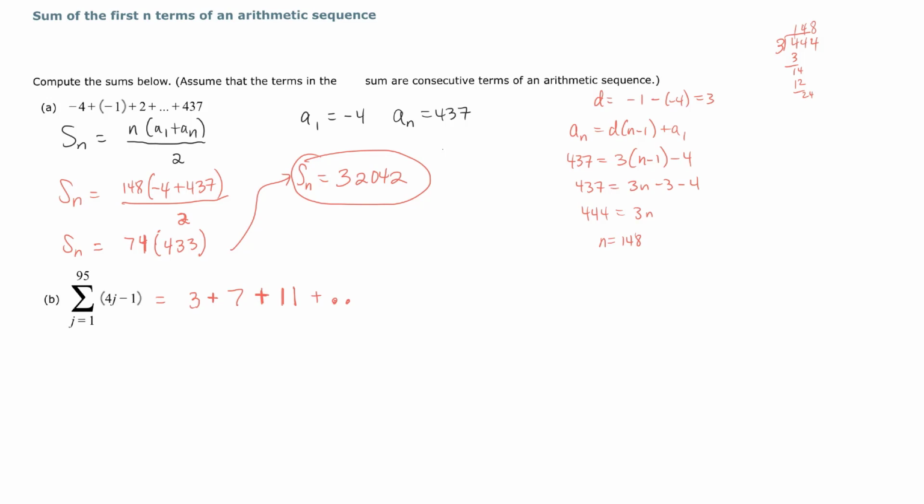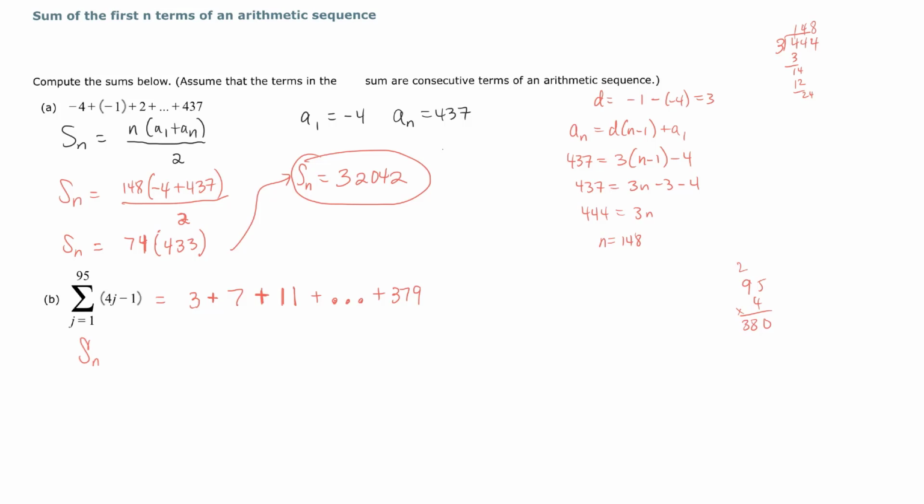Now, we want to know how many terms there are. There's actually 95 terms. It's given to us. Let's find the value of the last term. What's 95 times 4, and then subtract 1? It's going to be 379. There we go. We also could use the formula here.